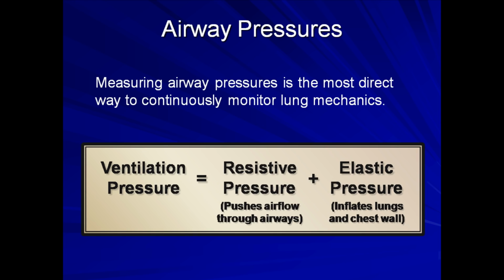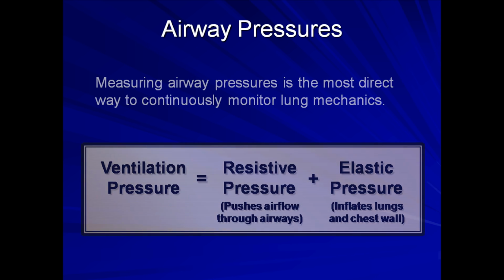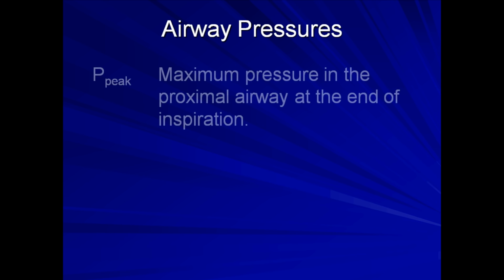Although the ventilator cannot directly measure the resistive and elastic pressure, it can measure two related airway pressures, which can be used to help distinguish between increased airway resistance and increased lung elasticity. Lung elasticity is the inverse of lung compliance, which is a more commonly employed term at the bedside. The first of these two related airway pressures is peak pressure, which, as the name implies, is the maximum pressure in the proximal airway at the end of inspiration.